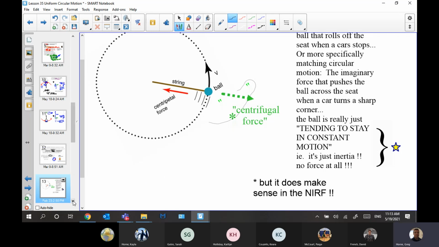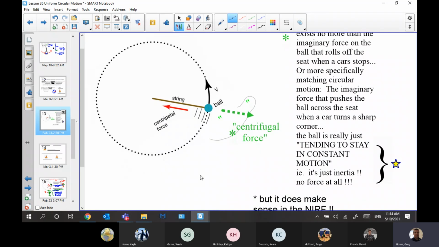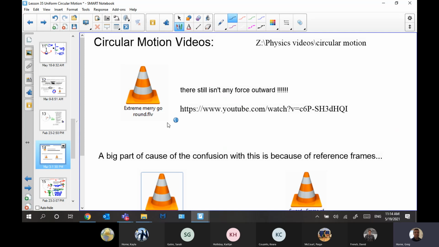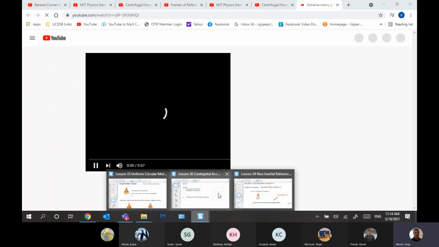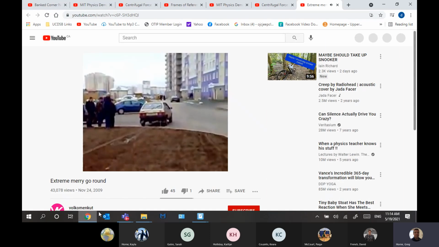So I'm just trying to tie those two situations together because I think the car stopping one's easy to picture. Circular motion, we get all messed up. We get all dizzy basically trying to talk about circular motion. As humans, we tend to. So circular motion videos. What do I say there? There still isn't any force outward in reality, even though it looks like this.